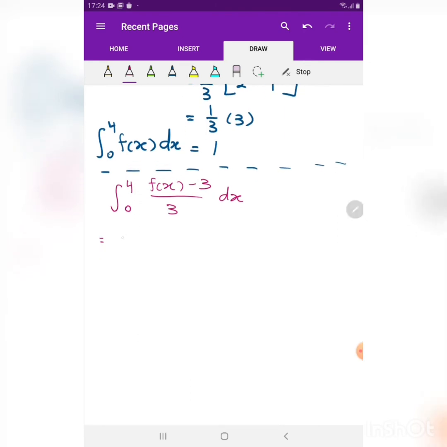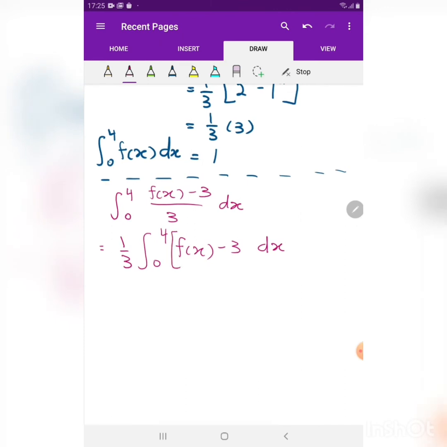So here we notice the 3. This is actually a factor, so we can remove this outside of the integral. So 1 over 3, integral 0 to 4, f(x) minus 3 dx. Please, I'd like to remind all of you that the integration is for this whole function of f(x) minus 3. So we have to write this down nicely.